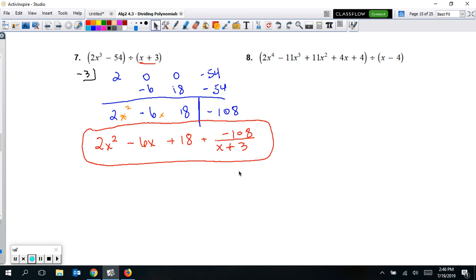All right, so you're checking your answer for number 8. So here we go. Our multiplier should have been 4. So 4 is the multiplier. There's our coefficients, 2, negative 11, positive 11, 4, and 4 again. We draw our line, and we bring down that first number 2.